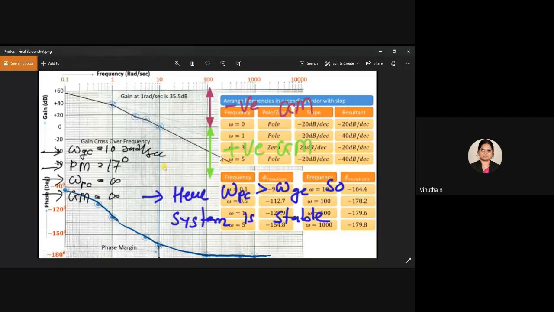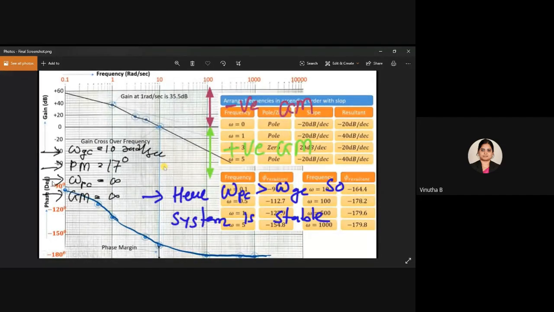Now this will give you a magnitude graph. Now you can see which is the point where it is crossing from positive dB to negative dB. Okay, that is, it is crossing the zero line. So that will give you the gain crossover frequency. Now this point is at what frequency? It is at 10. So that is why you can see here gain crossover frequency is equal to 10 radians per second. Once you get this, now you can see here the phase in degrees.